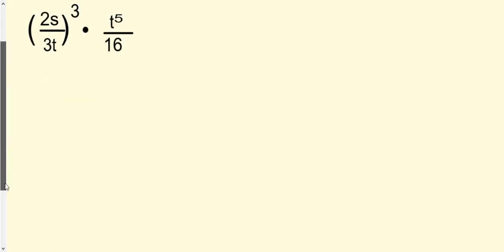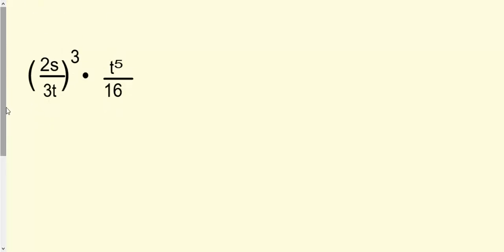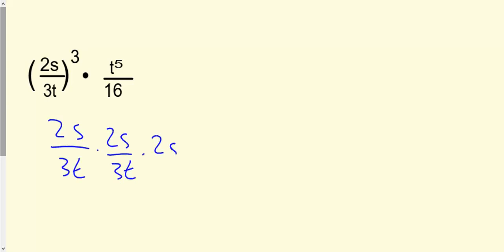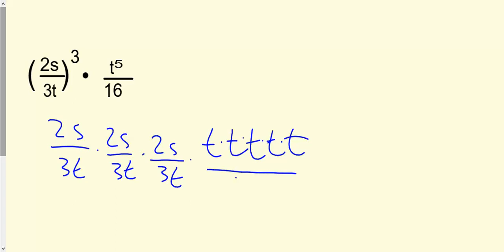And then this one is a good one. I like this one. 2s over 3t, 2s over 3t, 2s over 3t, and then t times t times t times t over 16. Okay, let's simplify up here. I notice that 2 times 2 times 2 is 8. So if I multiply my 2's together, that gives me 8. That's going to reduce with the 16. So I'm going to simplify that up there.